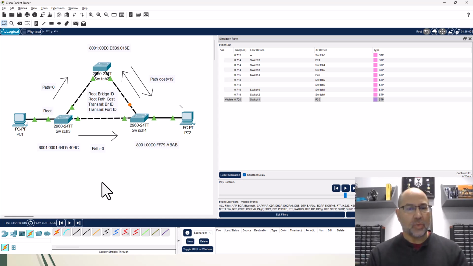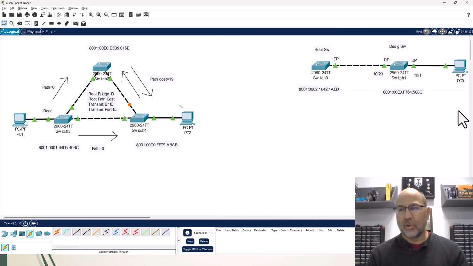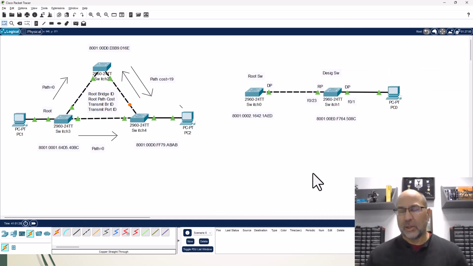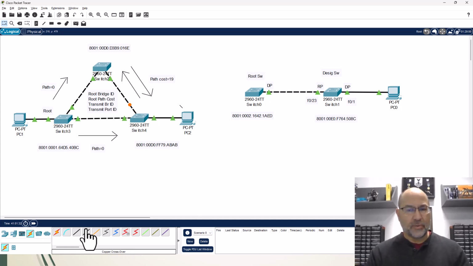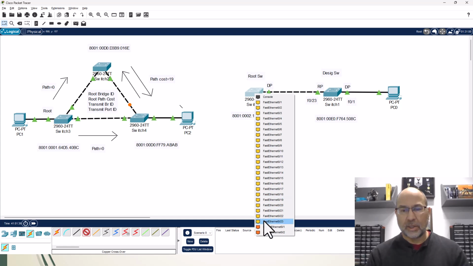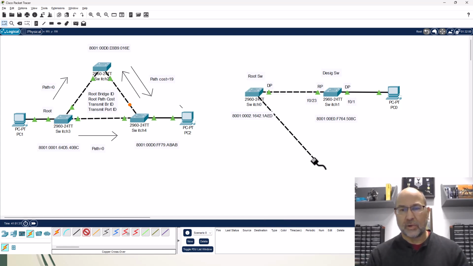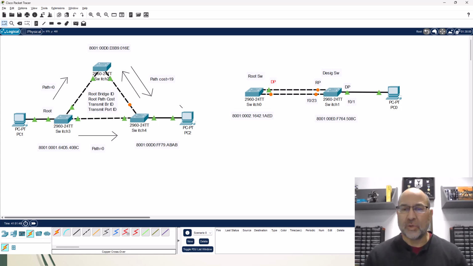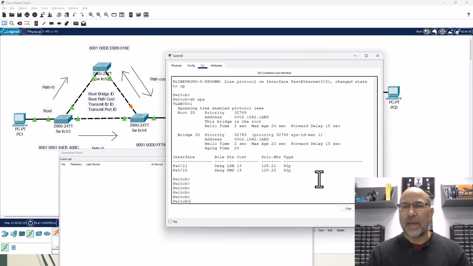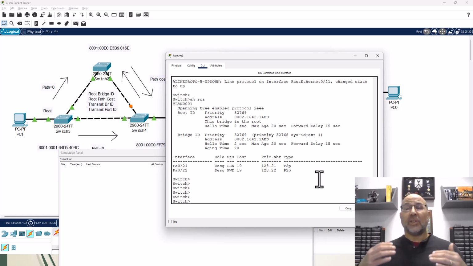Well, let's do one more example. We're going to go back to our first topology. If I was to do something crazy like connect these two switches together, spanning tree says, wait a minute, something's afoot here. What's going on? If I take a look at my port states, now I've slowed this down because I'm running simulation, because we want to see the port states.